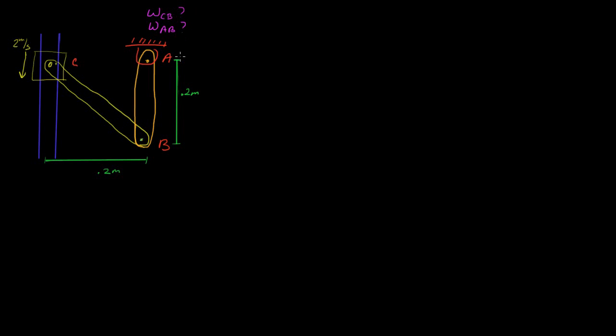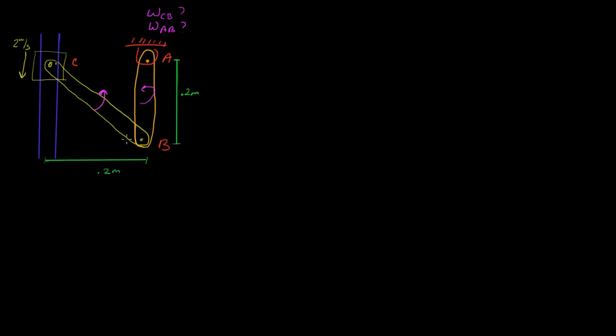Okay, in this example we have this collar right here, C, which is moving down along this bar at 2 meters per second. C is connected to this point B with this link, and B is connected to point A with this link. And we're asked to figure out the angular velocity of this bar and the angular velocity of this bar.